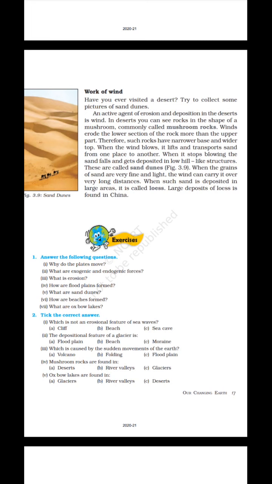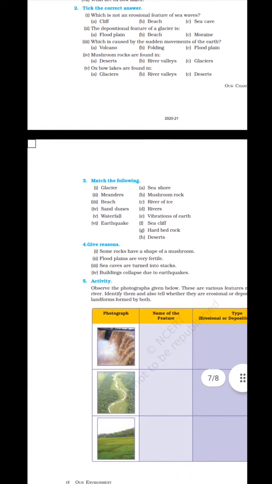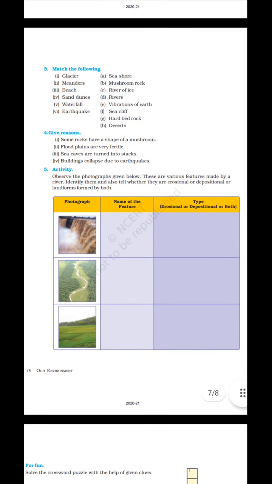Choose the correct answer. Which is not an erosional feature of sea waves? The depositional feature of a glacier is. Which is caused by the sudden movements of the earth? Mushroom rocks are found in. Oxbow lakes are found in. Match the following: glacier, meanders, beach, sand dunes, waterfall, earthquake. Give reasons. Some rocks have the shape of a mushroom. Floodplains are very fertile. Sea caves are turned into stacks. Buildings collapse due to earthquakes.